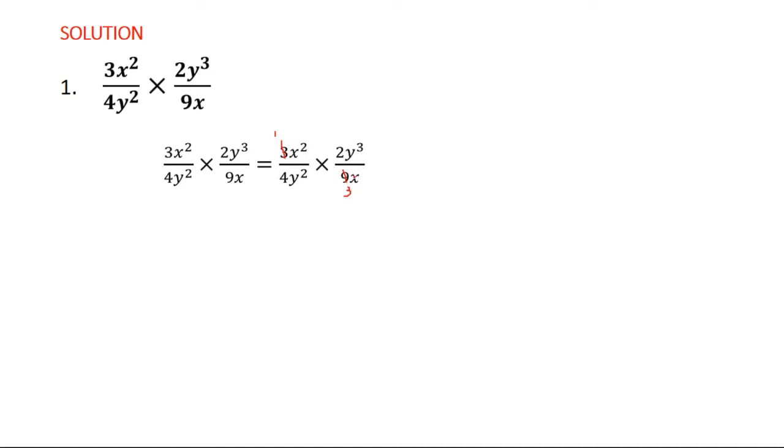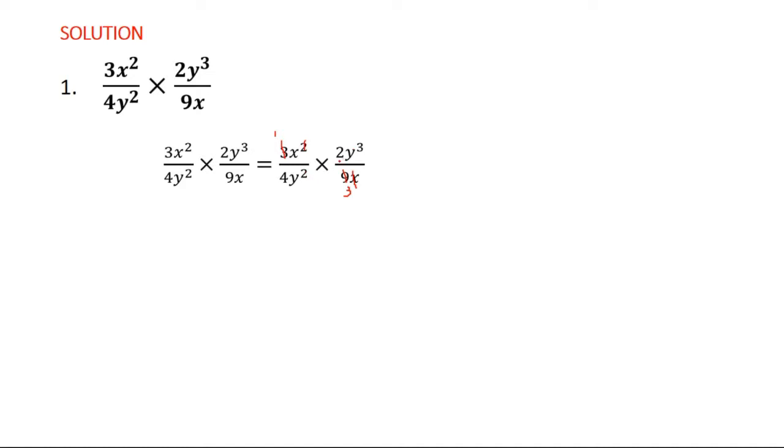Now we also have x on the denominator here. We have x squared on the numerator here. So x will cancel itself and cancel one of the x's here, so that we have just x raised to the power 1. So we can see from here that there is no x again to cancel. So we move on to the other side.